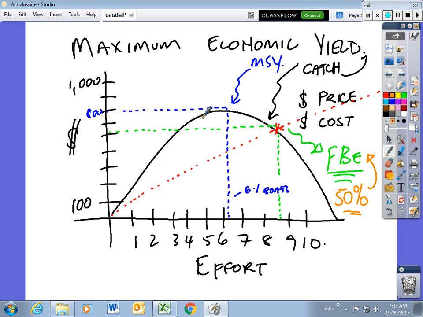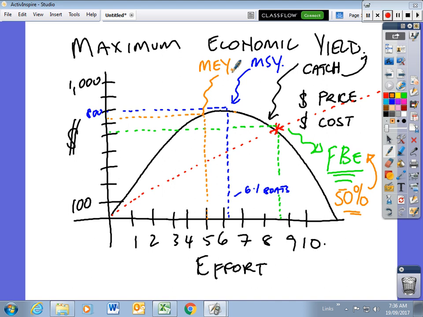So the furthest distance apart from the cost curve and the revenue curve. So that's what this one here is. Sorry, this one's the revenue curve, the one that's making us money in this situation. So if we drew a line down here, I'd roughly say, just looking at it, it's around about there somewhere. And we've got a formula that I will show you how to calculate later on. We draw our line across, and that one becomes MEY.